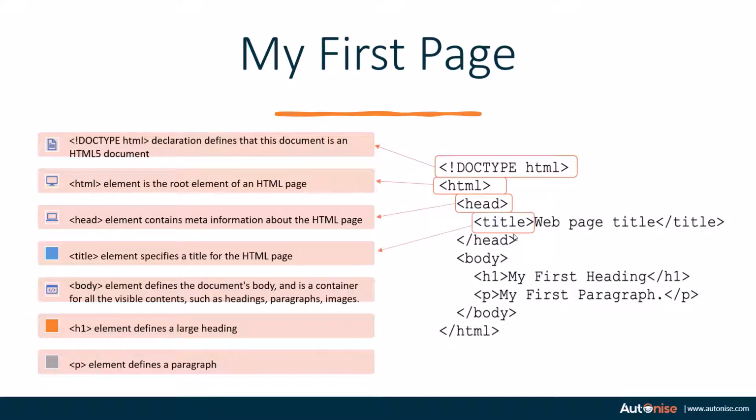Next, there is the title tag. The title element specifies a title for the HTML page. Whatever we write inside the title element goes on the tab of your web page. Next, there is the body element. Whatever you want to display on your web browser, you put inside the body tag. The body element defines the document's body and is a container for all the visible contents such as headings, paragraphs, and images.